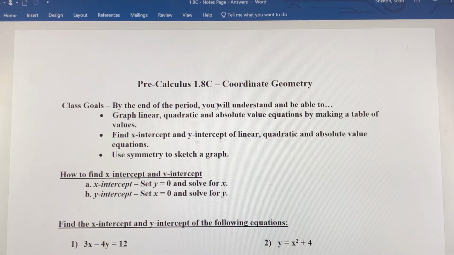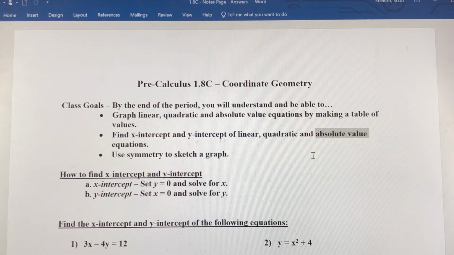All right, so in this video, we're going to start by finding the x and y intercepts of specific types of functions or equations, okay? We're going to deal with linear equations, quadratic equations, and absolute value equations. Finding the intercepts here is pretty easy, based on the skills that you should already have.